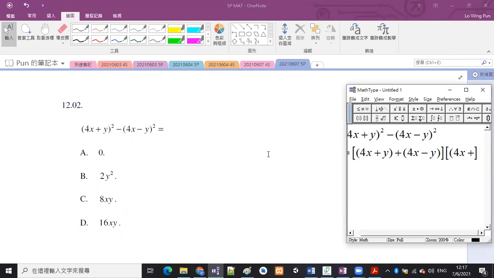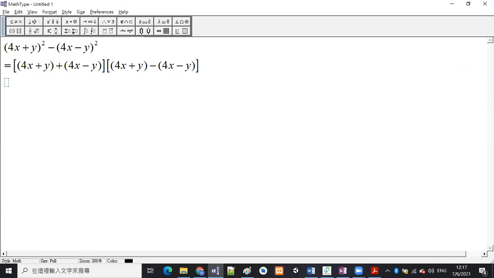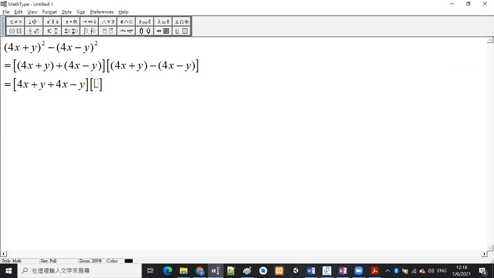A square minus b square becomes a plus b times a minus b. Is that clear? And then we have 4x plus y plus 4x minus y. And we have 4x plus y minus 4x plus y. Okay? And then we have 8x, no y. The y and y will be cancelled in the first bracket. And then in the second bracket, the 4x and 4x will be cancelled. So what is remaining is 2y.